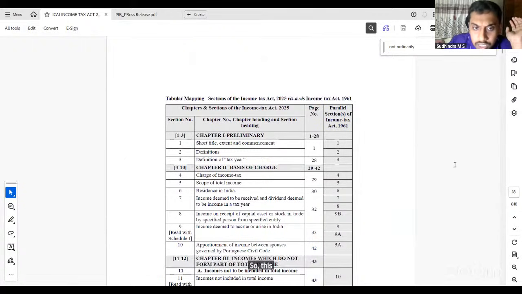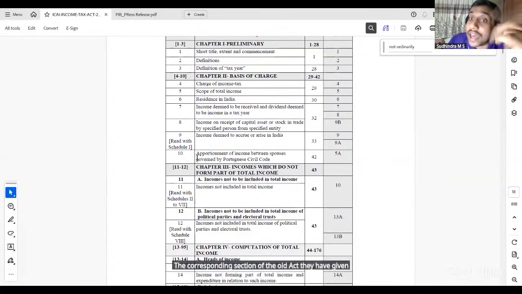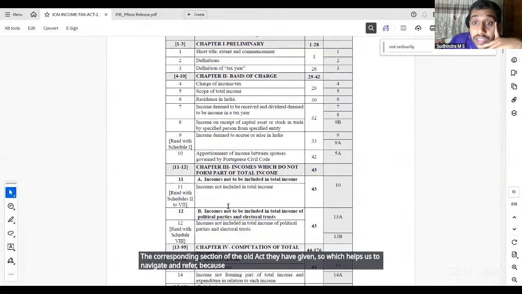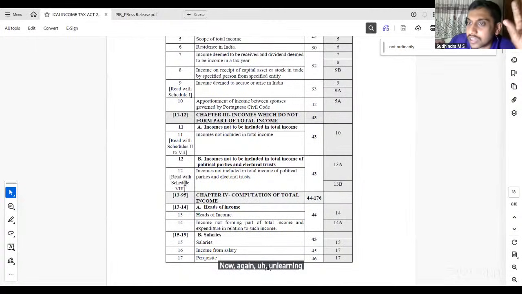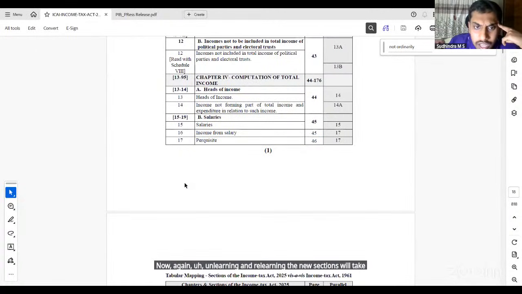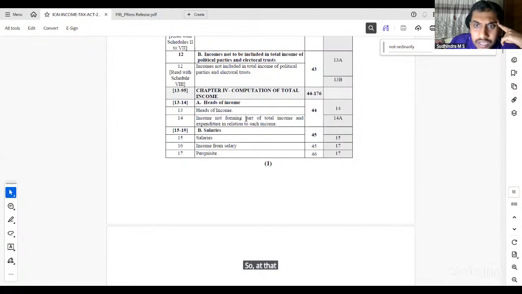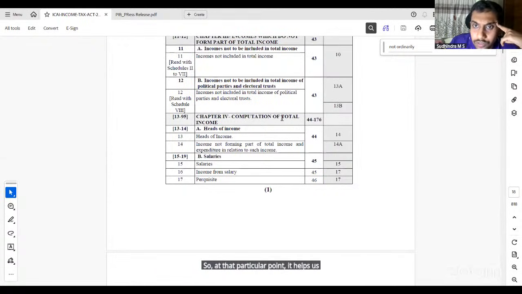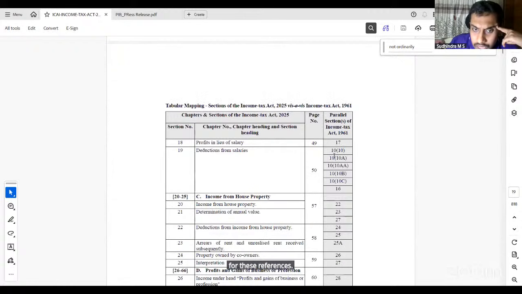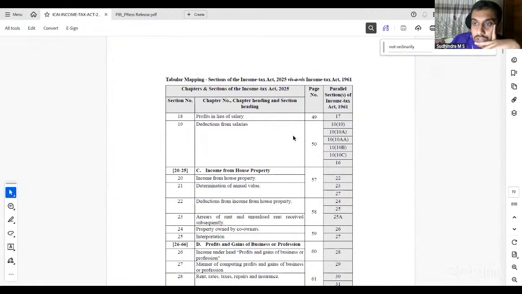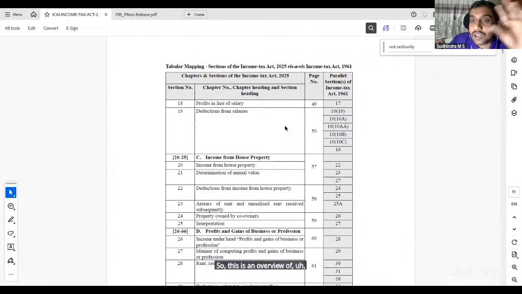So this is the section in the new act, with the corresponding section of the old act given alongside. That helps us navigate and refer, because unlearning and relearning the new sections will take time for us, and at that point these references help. So this is an overview of what the changes are. Again, limited coverage that we have done. Still lots of things to be discussed.